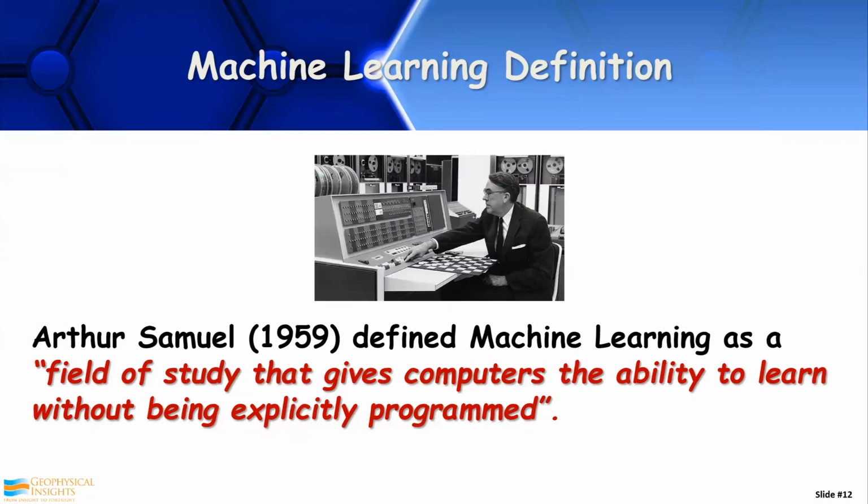So machine learning was defined by Arthur Samuel, a very prominent computer scientist who worked for IBM, and he programmed the first computer to play checkers. And he's very famous, and he defined machine learning as a field of study that gives computers the ability to learn without being explicitly programmed.